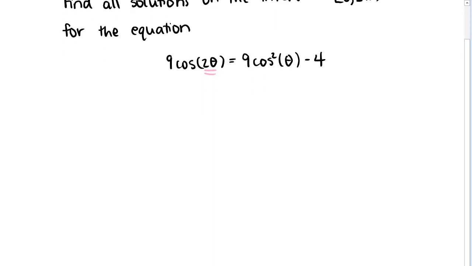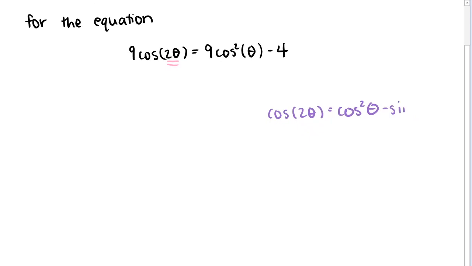And so when we look at the different options for how we can replace our cosine of 2 theta expression, we can replace cosine of 2 theta with cosine squared of theta minus sine squared of theta. We can replace it with 2 times cosine squared of theta minus 1, and we can replace it with 1 minus 2 times sine squared of theta.